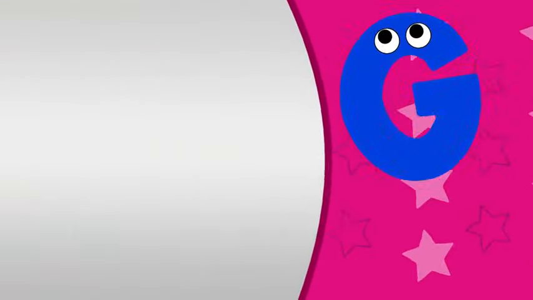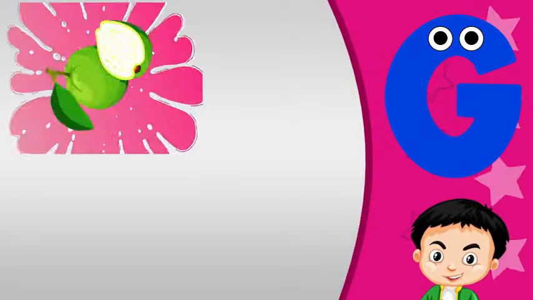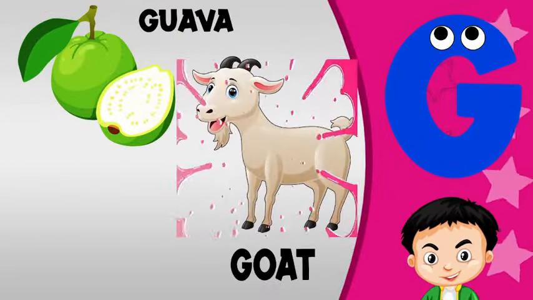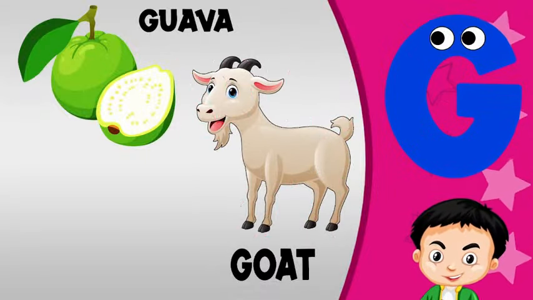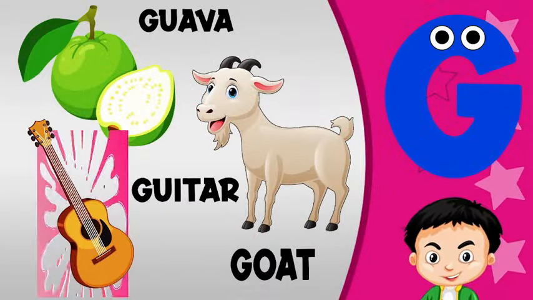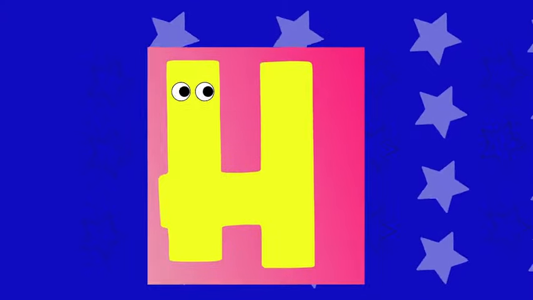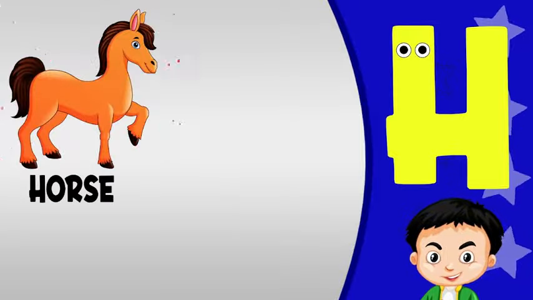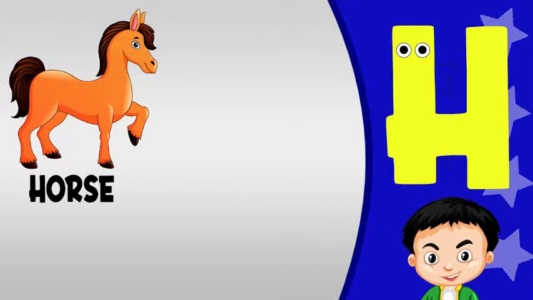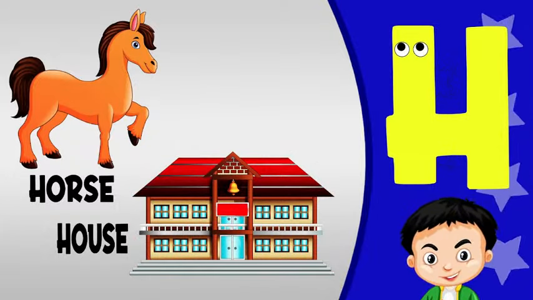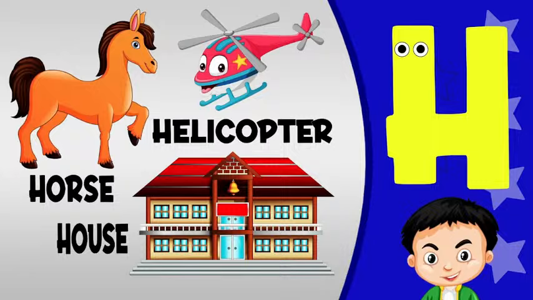G is for guava. G is for goat. G is for guitar. H is for horse. H is for house. H is for helicopter.